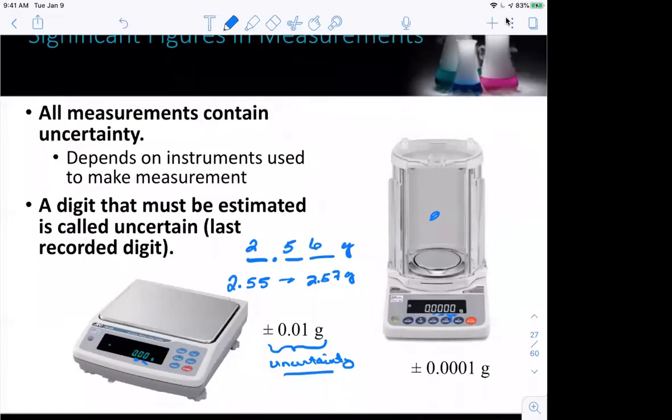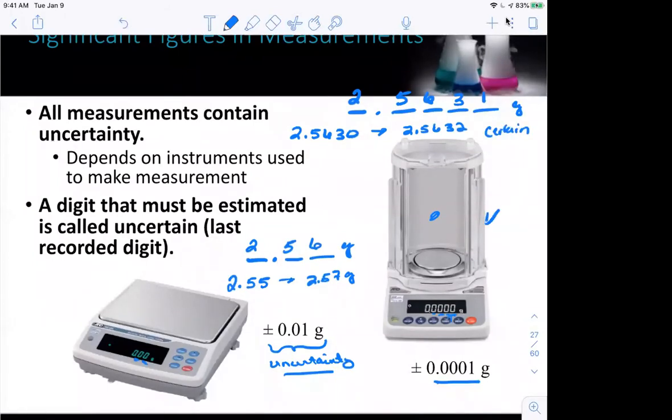This balance over here actually has a much greater certainty because I have 4 digits after the decimal place. So if I made that same measurement, let's say I get 2.5631, what I know is my measurement is between 2.5630 to 2.5632, right? That is going to be plus or minus 0.001. So this is much more certain of a measurement.